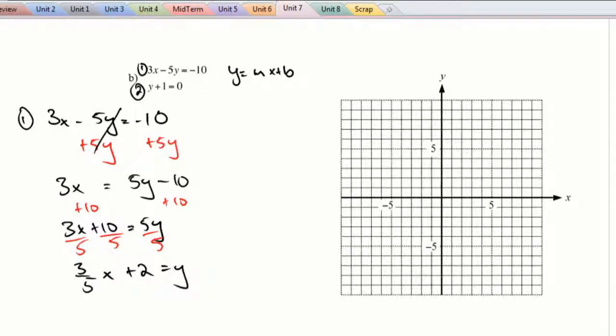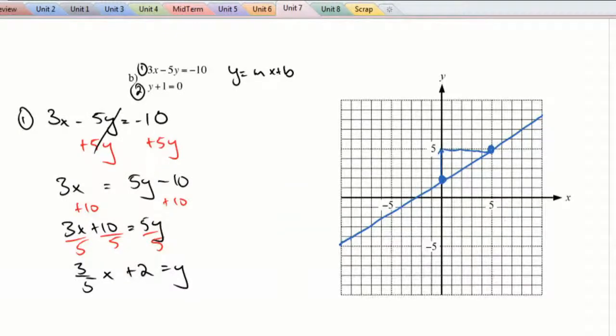My y-intercept's plus 2. Maybe let's pick a color that's not black. Let's go with blue. So I have plus 2 as my y-intercept, and my slope is 3 over 5. 1, 2, 3. My rise is 3, my run is 5. So 1, 2, 3, 4, and 5. There we go. So now I have 2 points. I can connect with a line. And I want to draw this line as accurately as possible because I'm trying to identify where these two lines are going to intersect. So the more accurate I am with my line, the more accurate my solution is going to be.